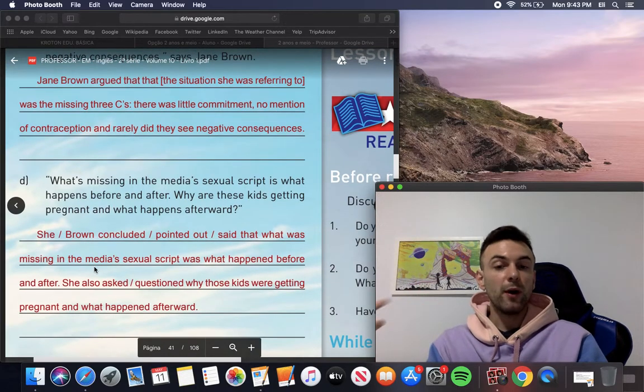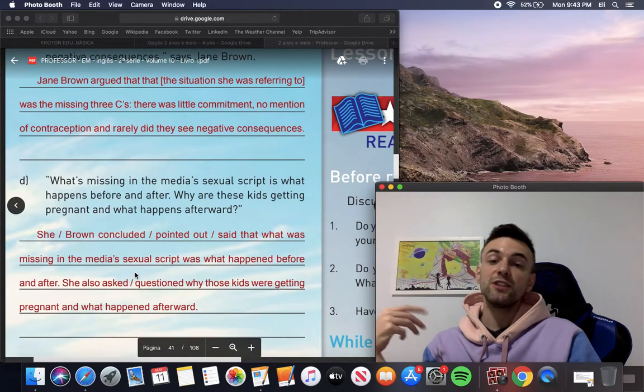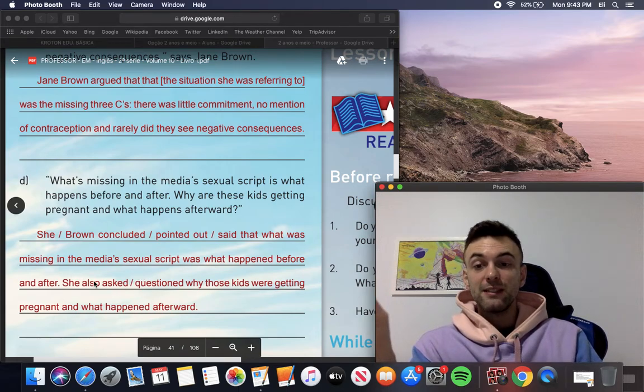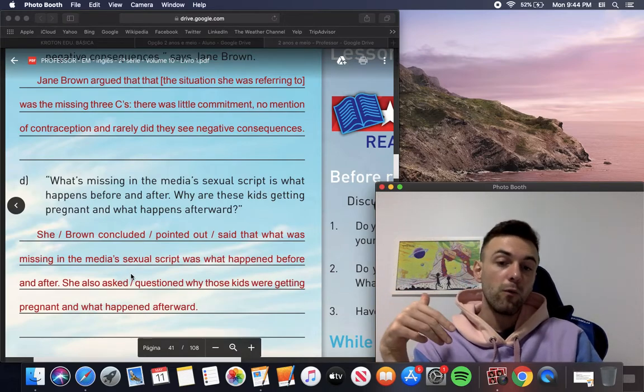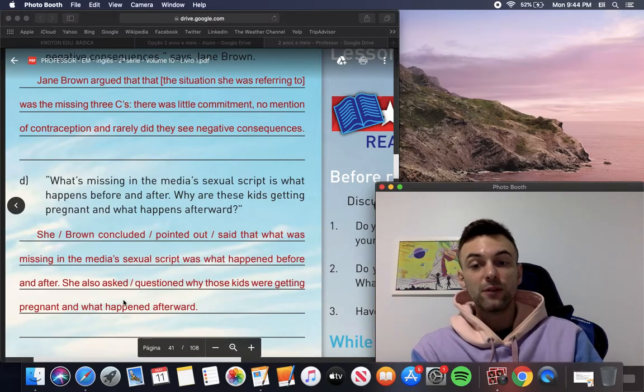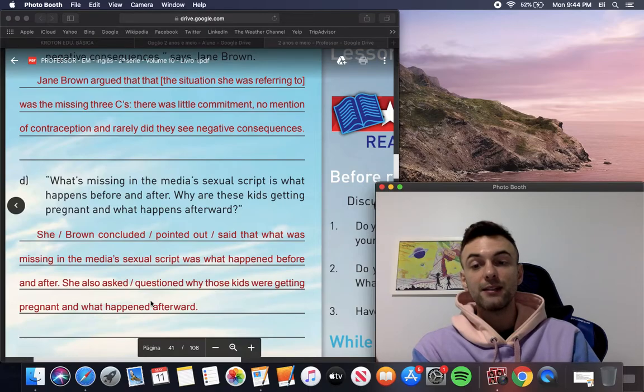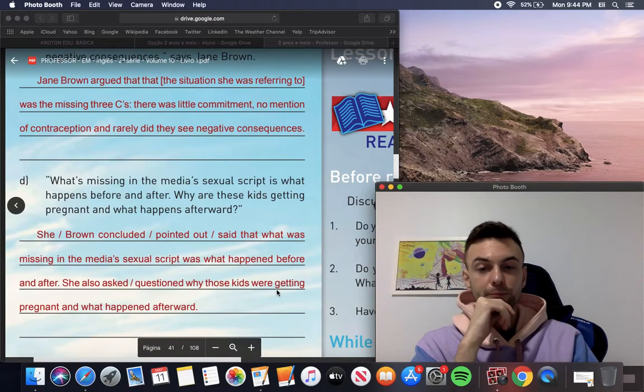Concluded, or she pointed out, ela pontuou que, or she said, ou ela disse que, that what was missing in the media sexual script was, era, ou foi, what happened before and after. She also asked, or she also questioned, why those kids were getting pregnant and what happened afterward.